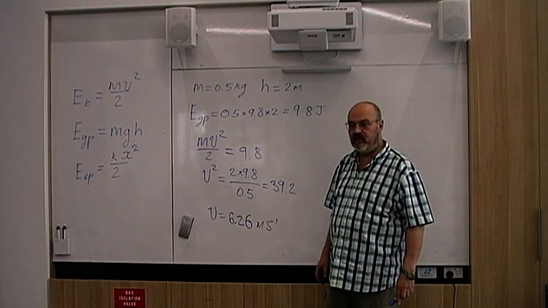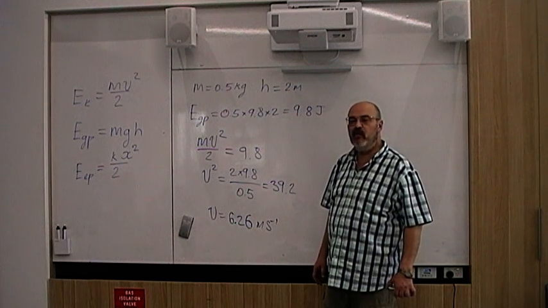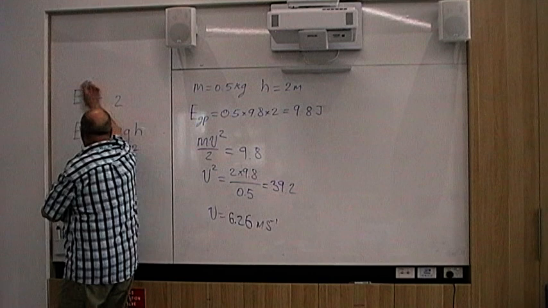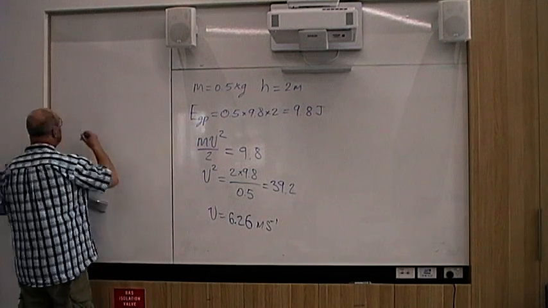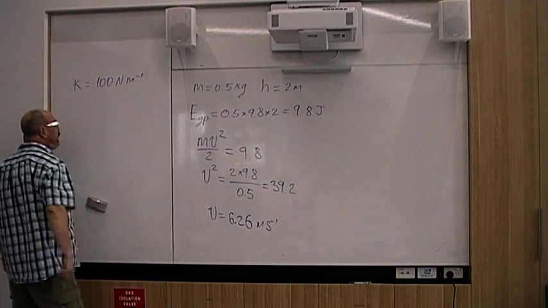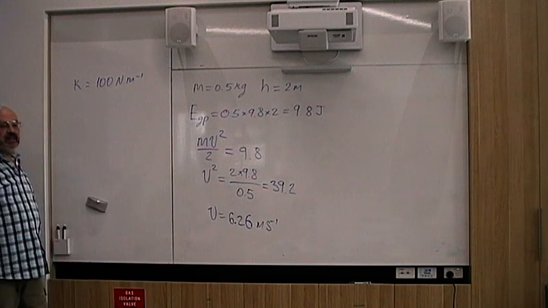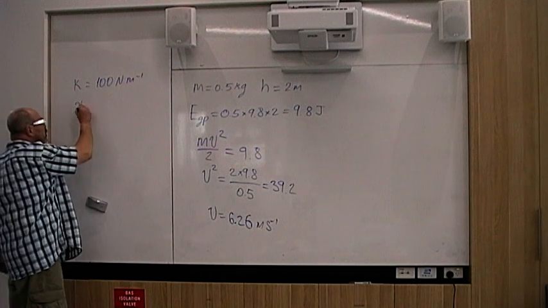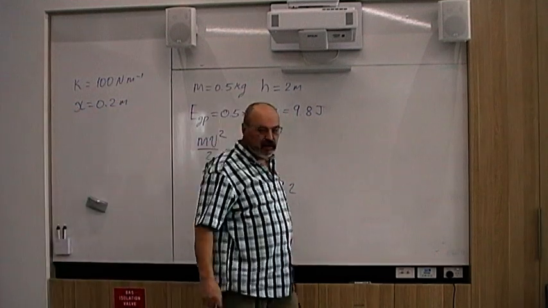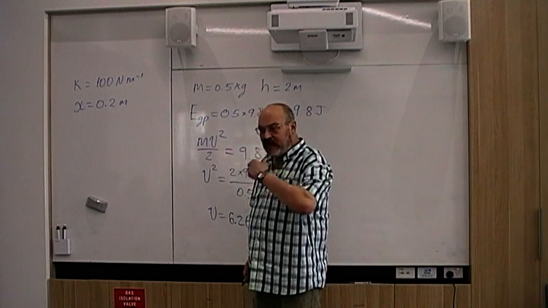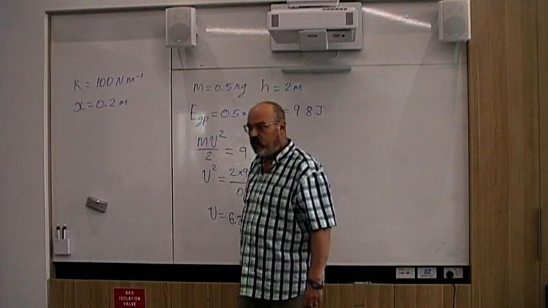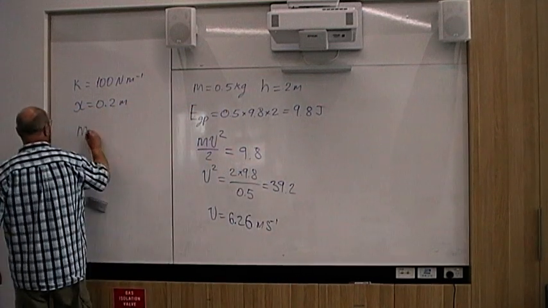Now another example. Let's say we have a compressed spring. We have a spring with a spring constant k equal to 100 newtons per meter. And we compress that spring by 20 centimeters, so x equals 0.2 meters. Don't forget, you always need to convert things into meters, kilograms, seconds, joules. Now we attach to that spring a ball with a mass of 50 grams.